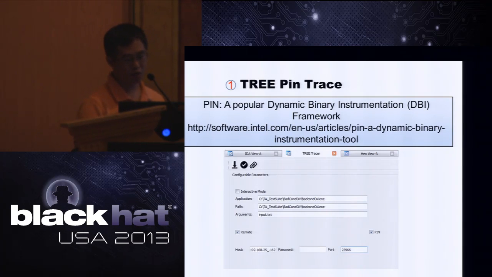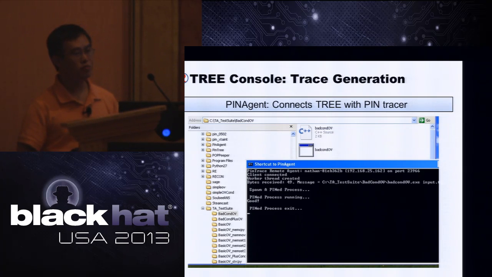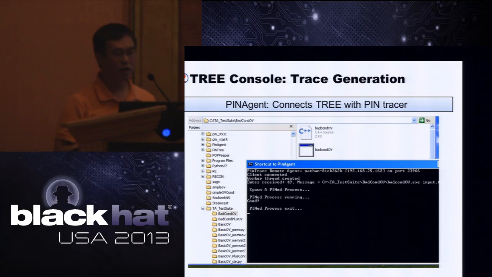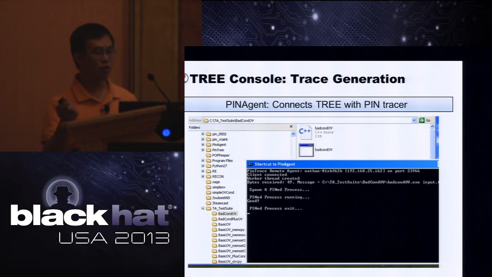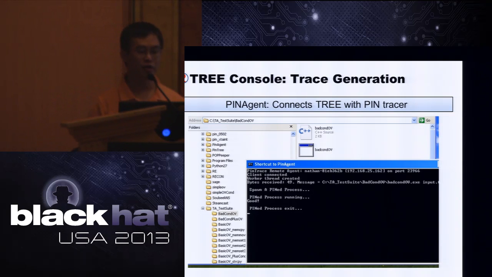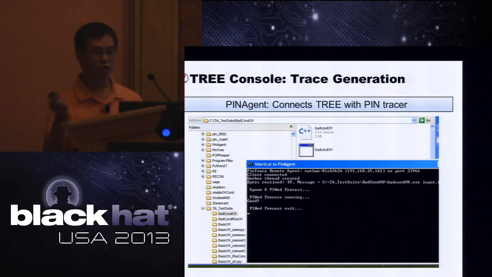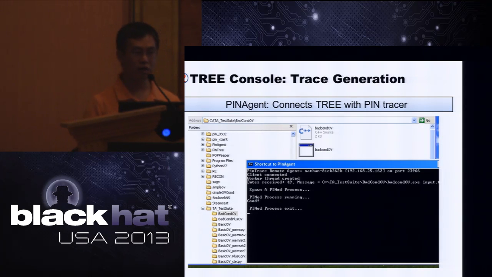By using the GUI, you can have a Pin option to trigger the Pin tracer we developed. So we developed the Pin tracer. Also, we developed a part called the Pin agent that connects the TREE GUI with the Pin tracer. So the user can specify what kind of conditions and command lines, and pass them to the Pin agent, and then the Pin agent connects with the tracer to get the trace you like.